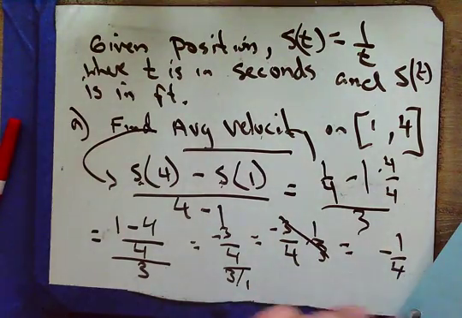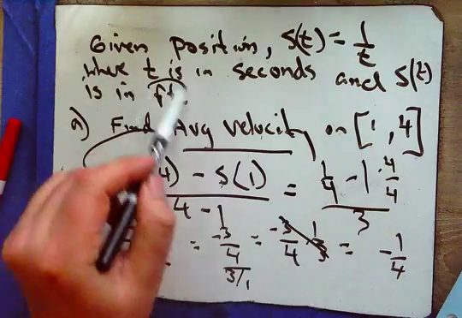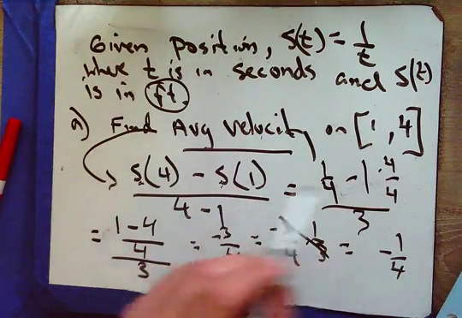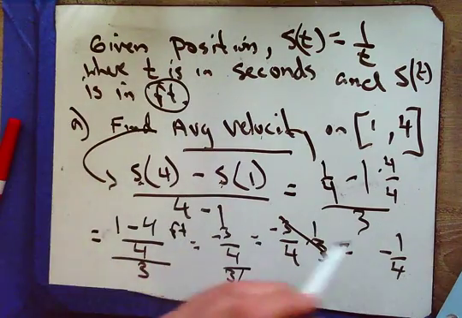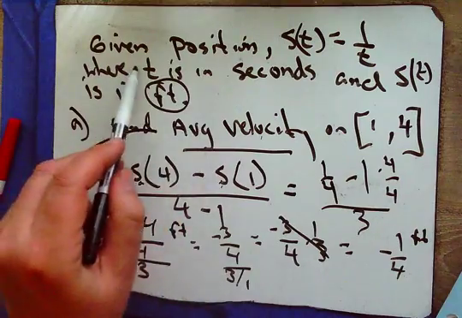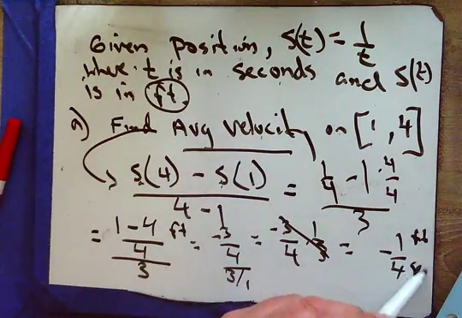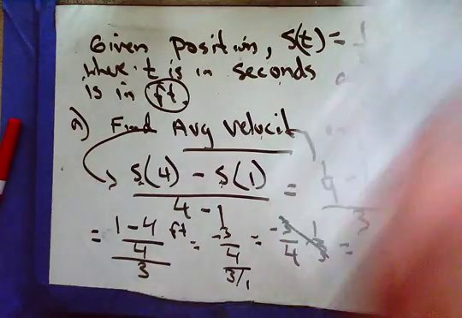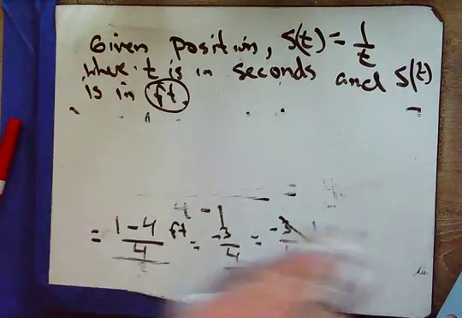And don't forget units. So we know that s is feet. These numbers on top, these s values, these are feet. So I have feet on top. And what do I have on the bottom? Time in seconds. So negative 1/4 foot per second is my answer for part A, the average velocity.